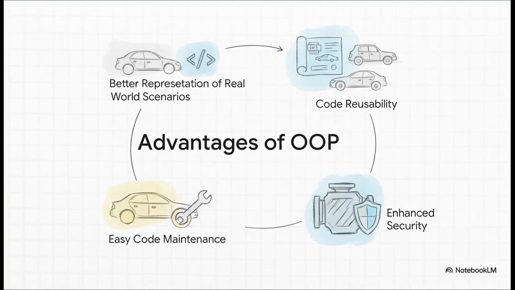Well, it all comes down to these huge benefits that really enabled us to build the incredibly complex software we use today. Inheritance means we're not constantly reinventing the wheel. Encapsulation gives us much better security, and because everything is a self-contained object, maintenance becomes a dream. You can fix or upgrade one part of the car without worrying about the whole thing falling apart. But maybe most important of all, it lets us write code that actually reflects the real world, which makes it so much easier for us humans to understand, build, and grow.